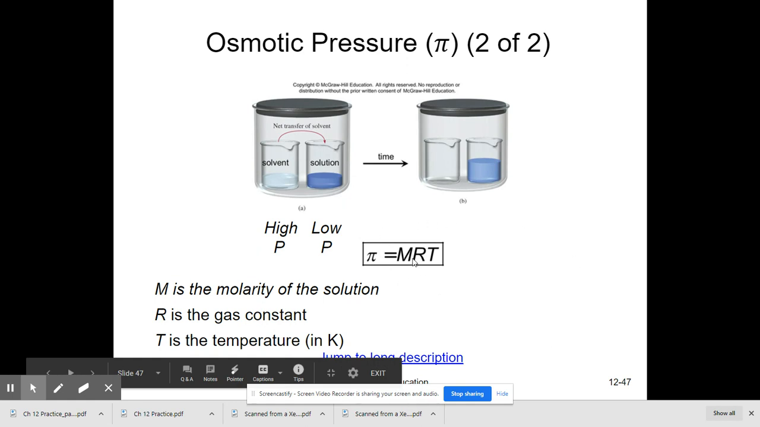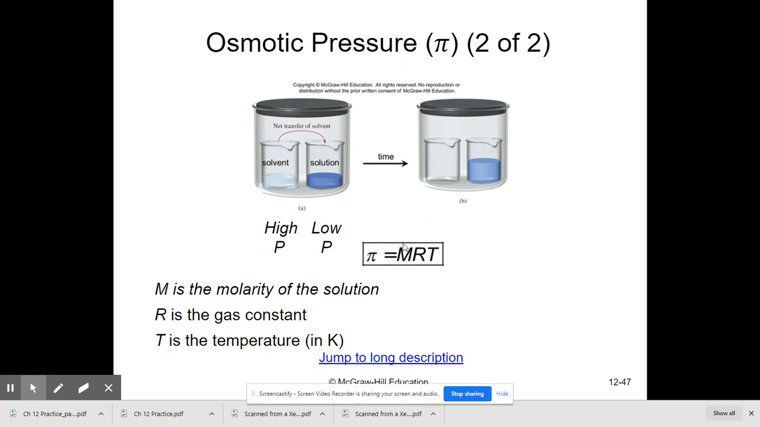Osmotic pressure is calculated as molarity, so we're back to big M, moles per liter, times R, the gas constant, times T, which is the temperature in Kelvin.